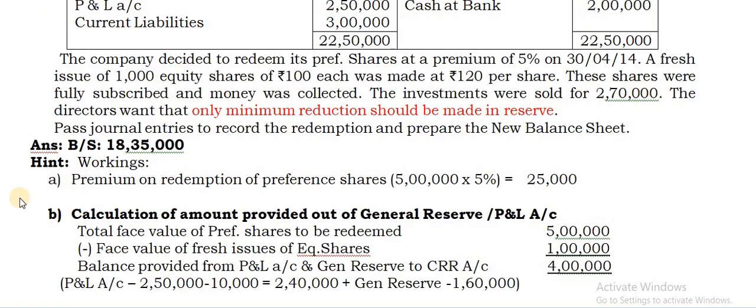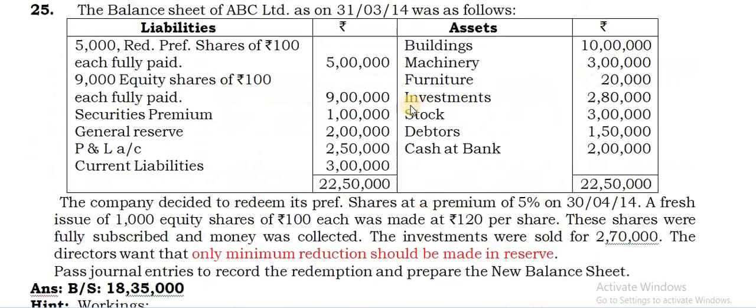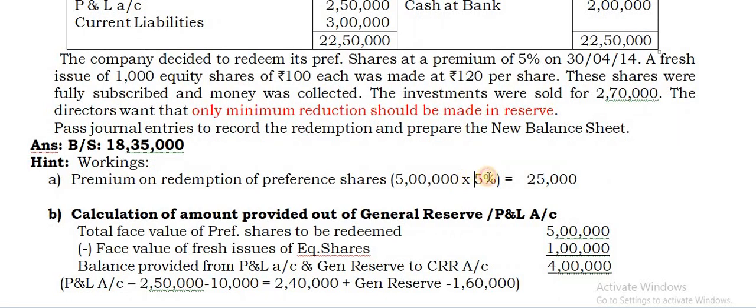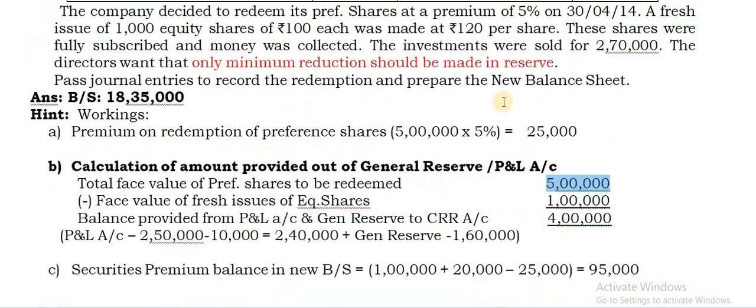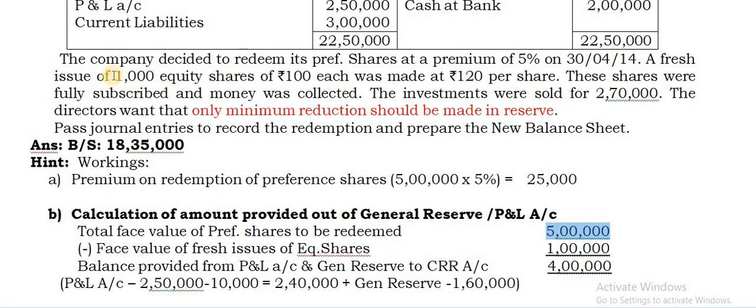So here, when you go ahead with the premium on redemption, 5 lakhs is the worth of preference shares to be redeemed. On 5 lakhs, 5% premium comes to 25,000 payable. Then, calculation of amount to be provided. This is the 5 lakhs total redeemable preference shares. In that, say 1 lakh is a fresh issue of 1000 equity shares of rupees 100 each. That is the face value of the fresh issue of shares. So 1 lakh you deduct, and the balance 4 lakhs is payable out of the divisible profits.